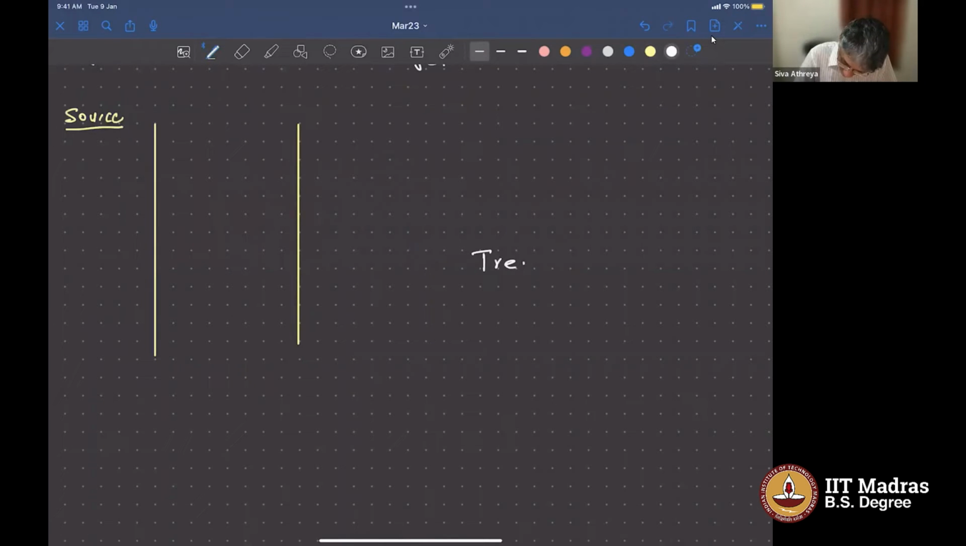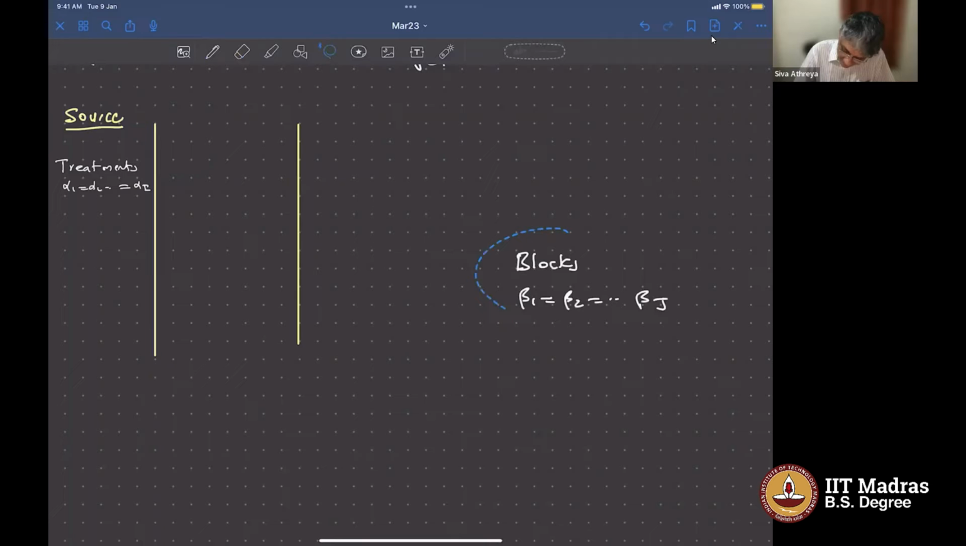The first one is where you want alpha 1 equal to alpha 2 equal to alpha I. Make this a little smaller. The treatment part right here will have its own sum of squares, but let's come back to that in a second. The next one will be the blocks. Are they different? That is, beta 1 is equal to beta 2 is equal to beta J. You want to test whether the blocks are different.